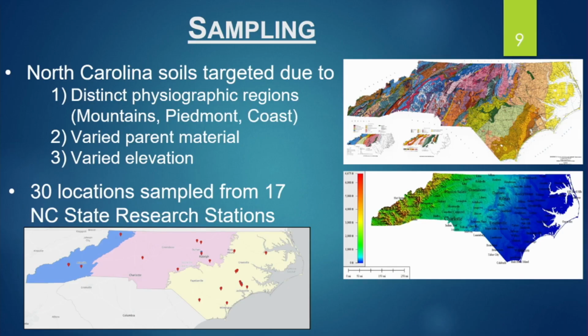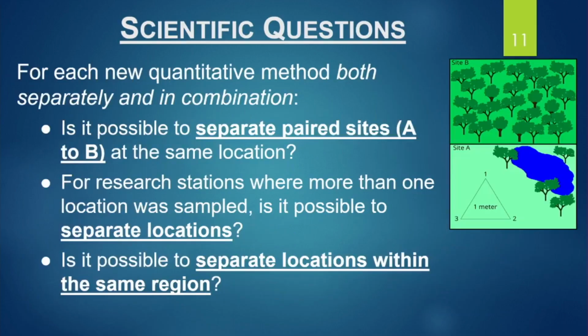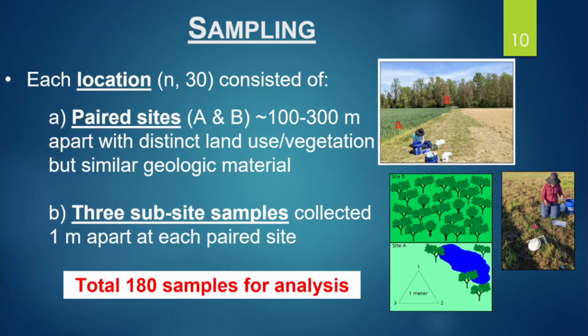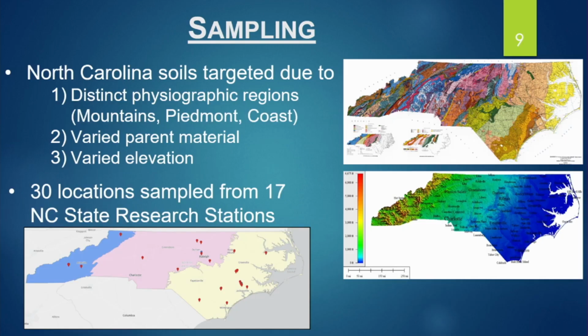So we sampled from 30 different locations across the state, which is this bottom, whoops, sorry, wrong clicker. Oh, now I'm going too far back. Oh gosh, okay, here we go. Sorry, the clicker's a bit delayed.